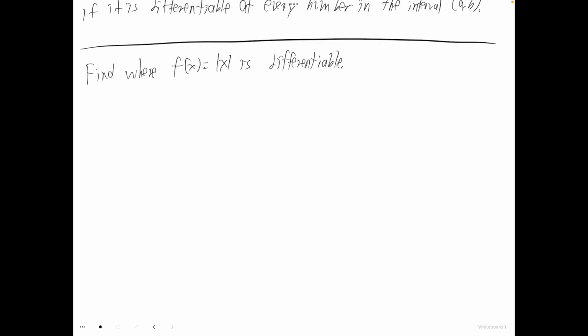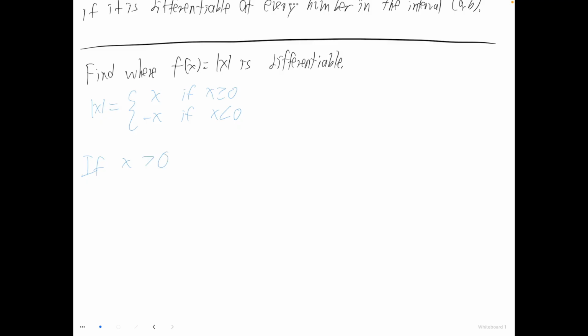So this is asking where does f prime of x exist, so let's actually compute f prime of x. We're going to do it in two parts. Remember, the absolute value of x is equal to x if x is greater than or equal to 0, and negative x if x is less than 0. And so we're going to split it into parts. Part 1, we're going to assume that x is greater than 0.